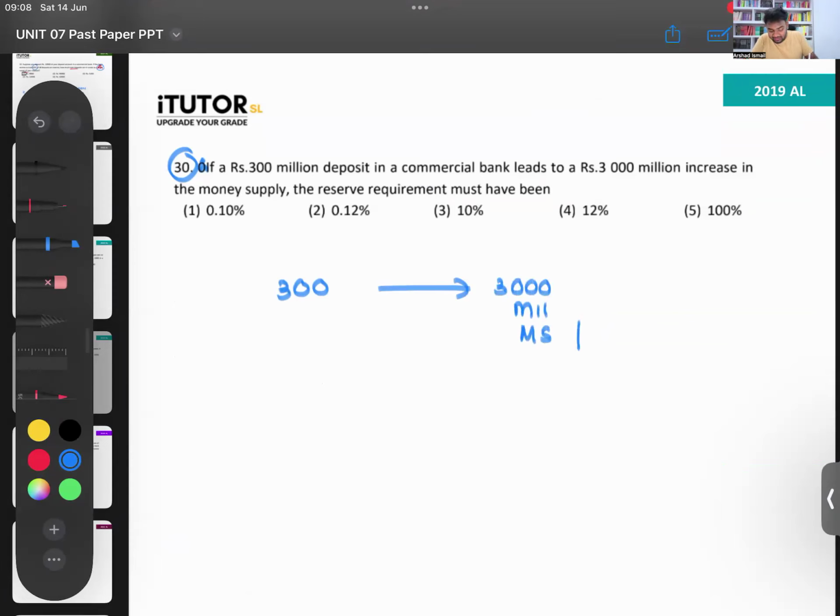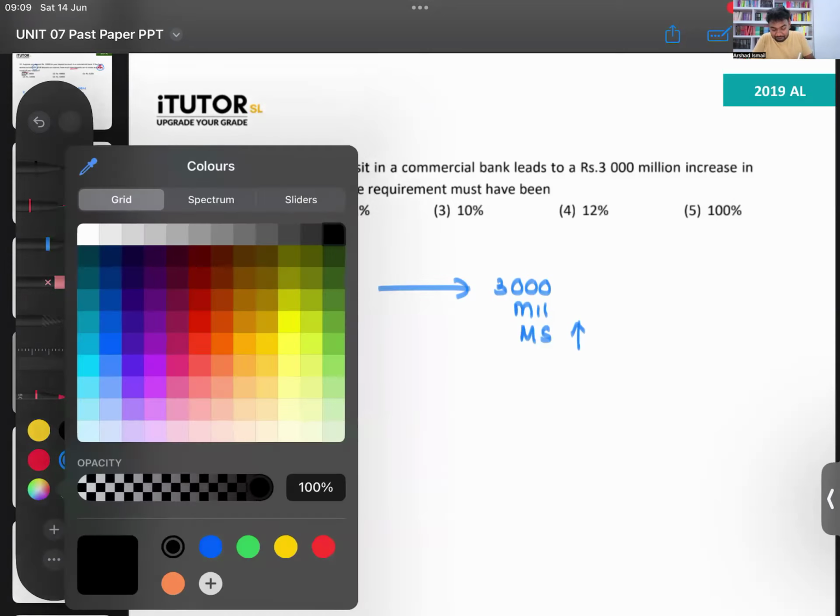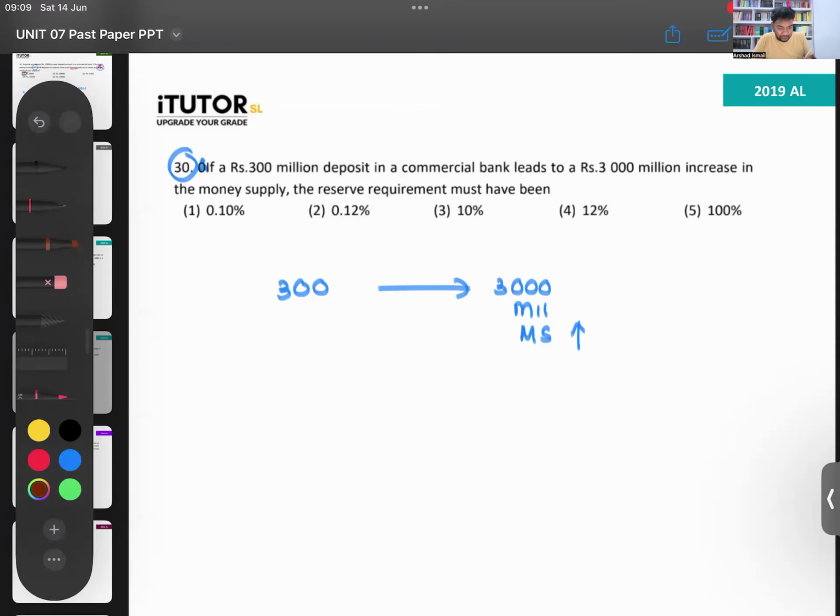Now this one, I feel the answer could have been a little better. But here, because they are not saying, ideally, money supply is currency held by public and demand deposits. So if you apply my same logic as before, with a 300 million deposit, currency held by public should have fallen by 300.